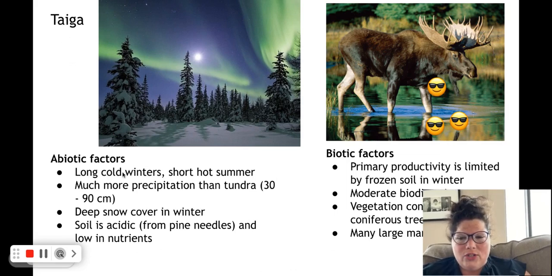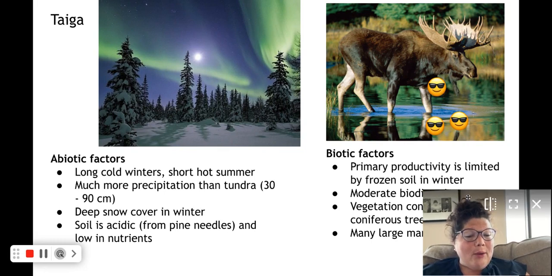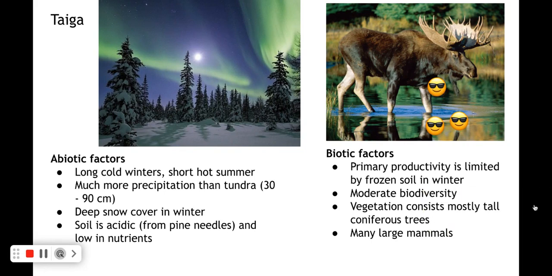All right, still in the taiga. So we've got long winters, short hot summers, much more precipitation, snow, and the soil is extremely acidic, and that's because of the pine needles. We're going to get into that a lot later. Biotic factors. Oh, look how happy the moose is. The primary productivity is extremely limited because of that.